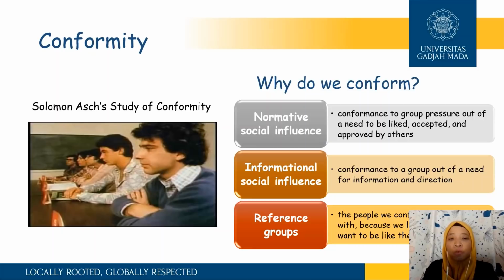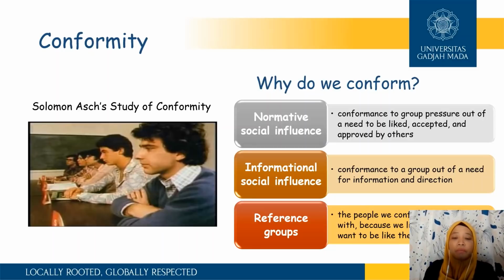The first one is normative social influence. This is conformance to group pressure out of a need to be liked, accepted, and approved by others. For example, we might dress up in a certain way because our friends are doing the same. So we want to be liked or accepted in that group of friends.